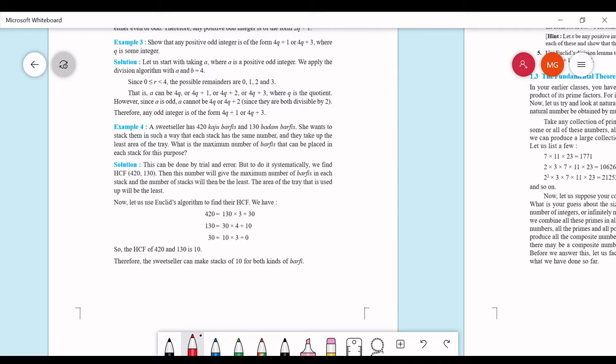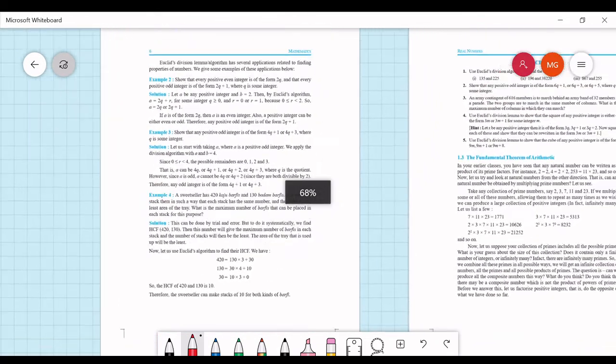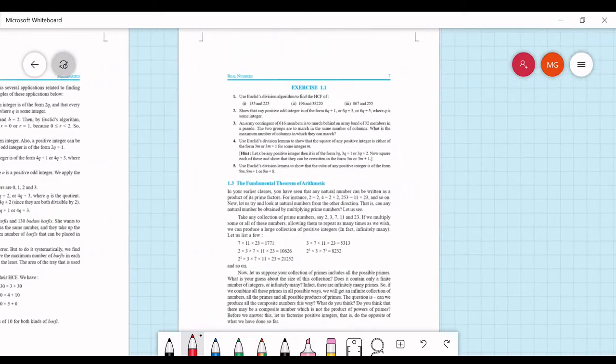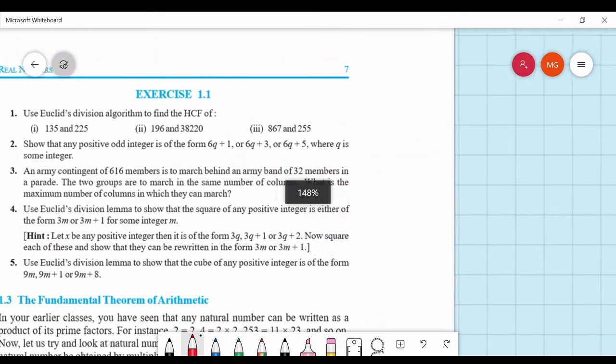So up till now we have completed till example number 4, and I hope you are studying well and revising whatever I have taught you and whatever video lectures I have shared with you. Right, so far I have not received any queries, so I believe that you all have understood up to page number 6, all the examples and all. So today I'll move on to the exercise, that is exercise 1.1.